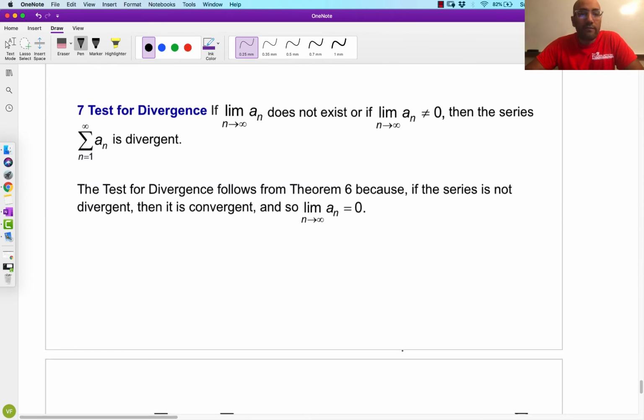All right, the test for divergence. If the limit as n goes to infinity of a sub n does not exist, or if the limit does not equal 0, then the series is divergent, right? So that we can conclude. If we look at the individual sequence values and we see that either the limit does not exist or it does not equal 0, then the series diverges. The test for divergence follows from Theorem 6, because if the series is not divergent, then it is convergent, and so the limit as n goes to infinity of a sub n equals 0.